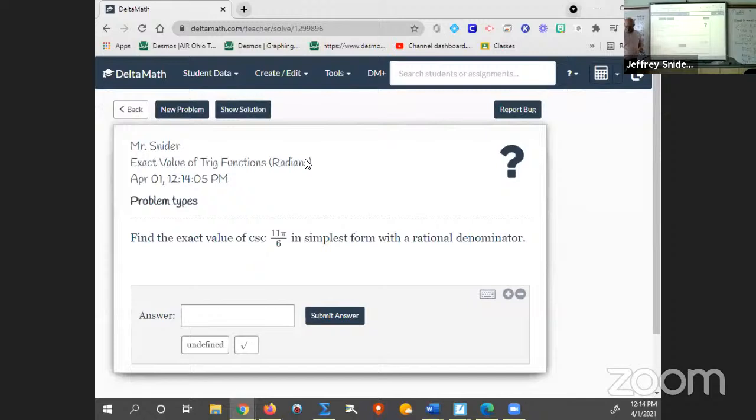Second one. Now it's not just in quadrant 1, and it's not just the 3 original trig ratios, it's all 6 of them. So cosecant of 11 pi over 6. What I could do in my head, when I see this, I'm thinking to myself, reciprocal of what? Sine 11 pi over 6. That's what I need to be realizing. So what's the sine of 11 pi over 6?